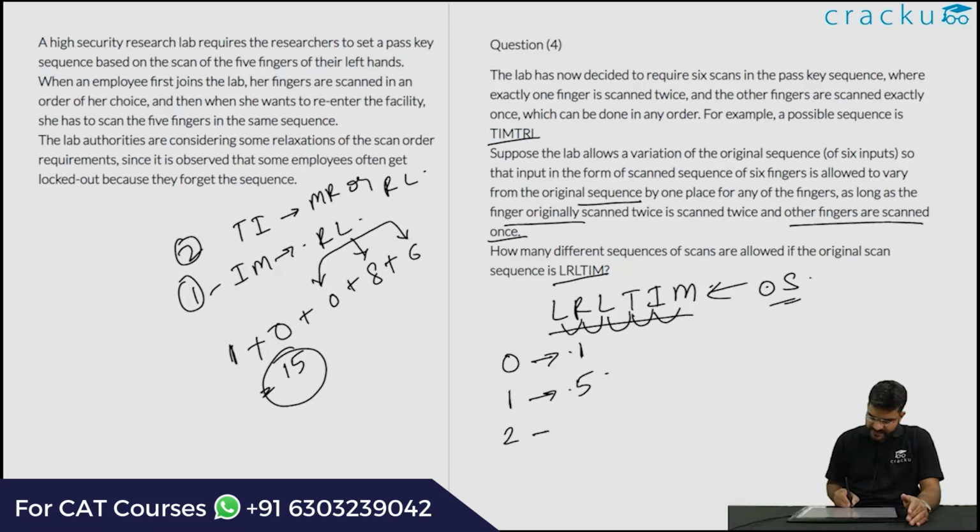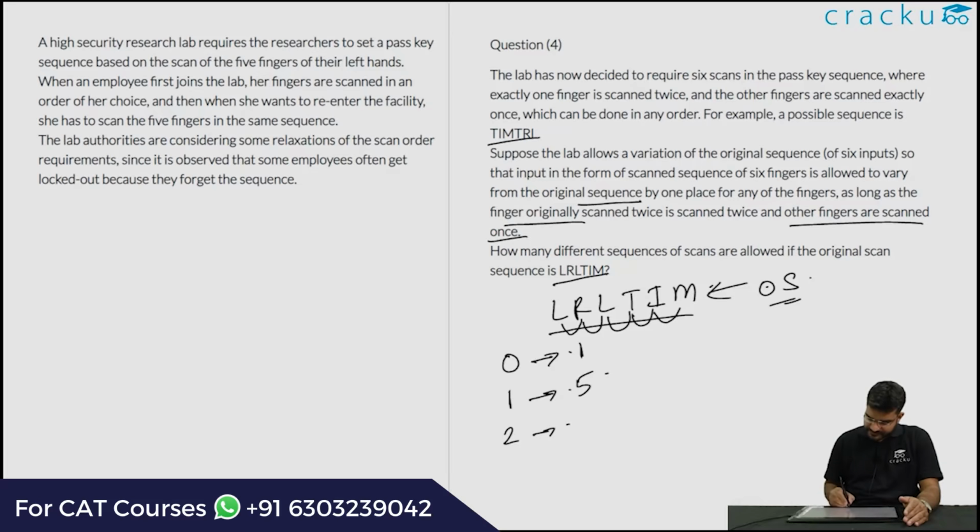Now if you are looking for exactly 2 pairs which are interchanged, let us see the number of ways in which this can be done. Suppose the first pair that is interchanged is, say, LR. So we will consider the case where LR is interchanged. Now we need to pick one other pair which is interchanged. Now the next pair can be either LT or TI or IM.